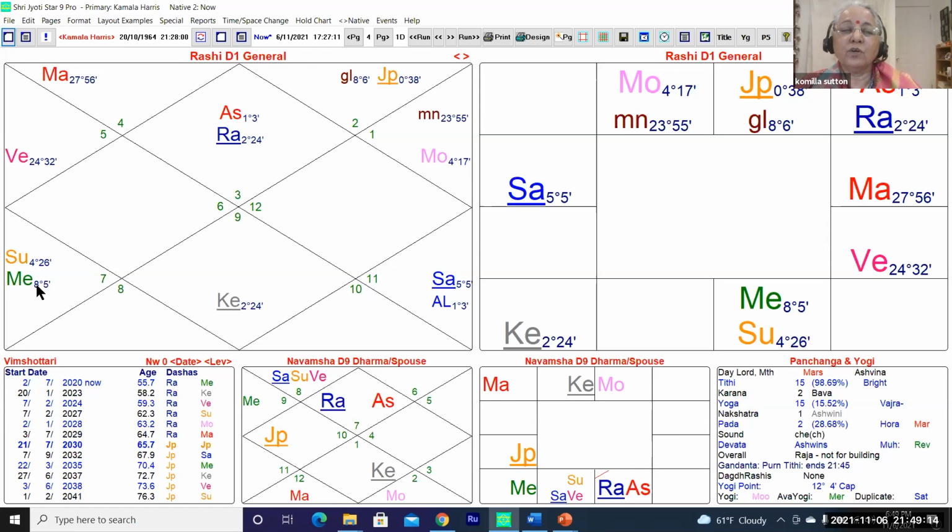And also it's Purva Punya, good luck from past lives. And here it's all about Rahu for her. She's been in Rahu Dasha for a few years, 2012 to 2030. And so all aspects of Rahu.